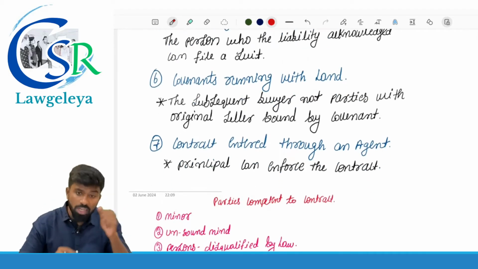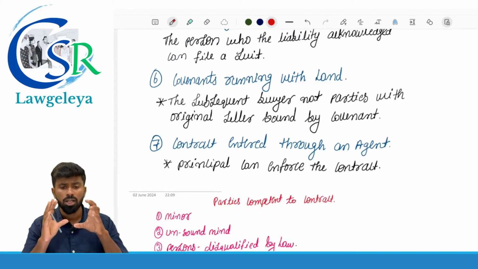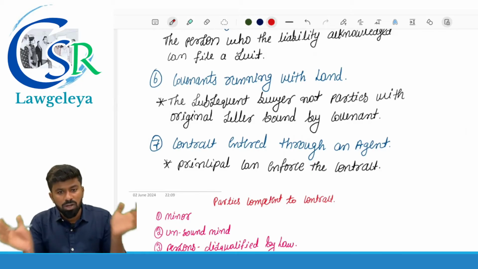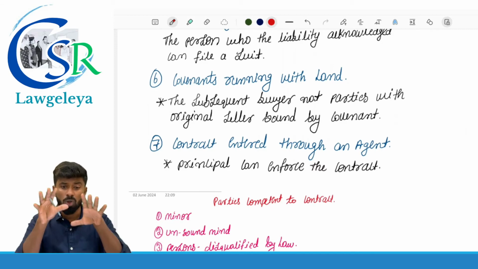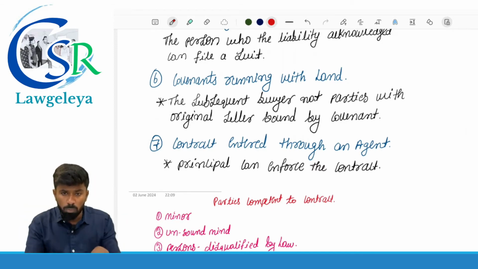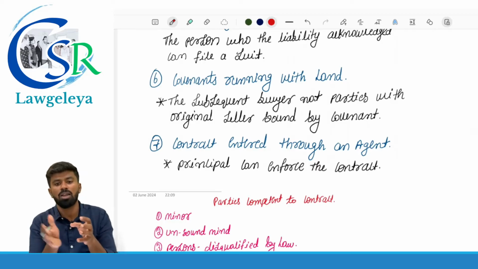Next one, covenants running with the land. What is covenants? Are conditions. Any conditions imposed on the land are always transferred along with the land. So the subsequent buyer, even though he is not a party to the contract, he is bound by the covenants which were imposed in the original contract. Because those conditions always run with the land.